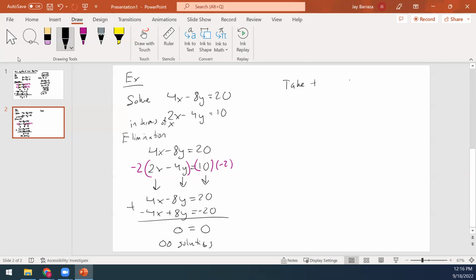Take the variable y and set it equal to X. Okay. Then plug into either equation and solve for X. Okay, so let me give you a quick second.